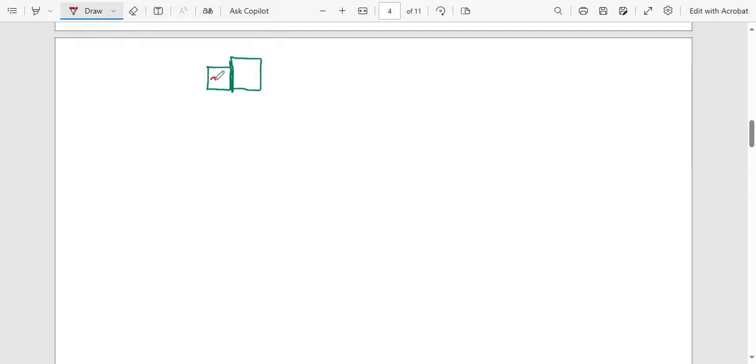So let's say this box has a mass of 2 kg. This box has a mass of 5 kg. And then we are applying a force here, a force of, say, 20 newtons. The first part of the question is, find the acceleration of the boxes after you apply that force.